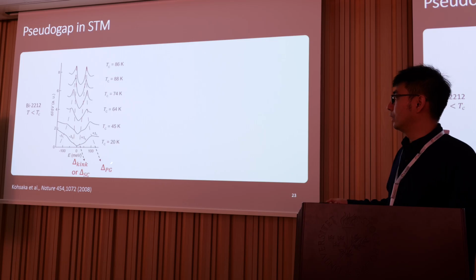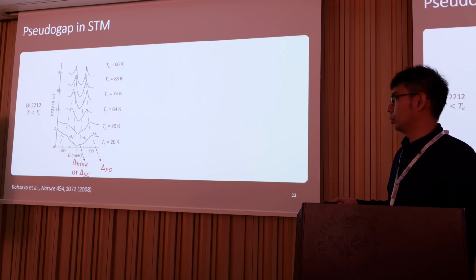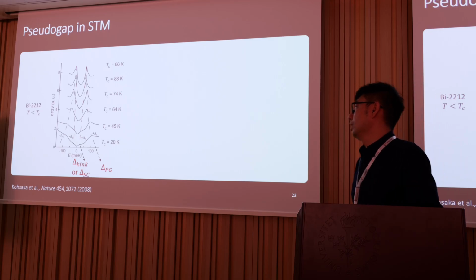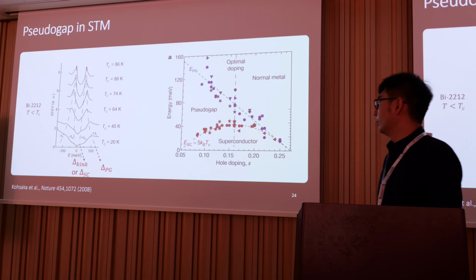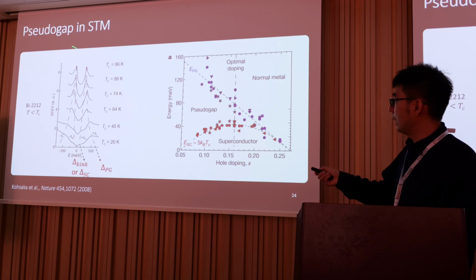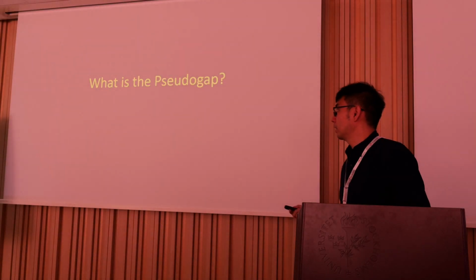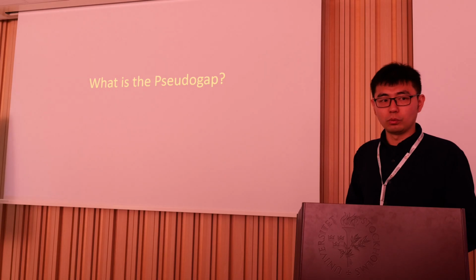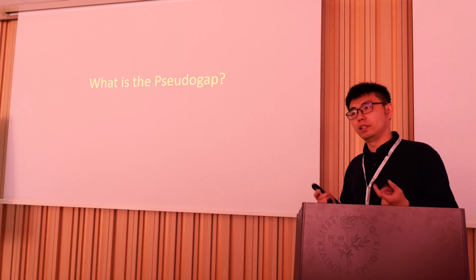You can also change to different samples with different doping, and these two energies will also change with the doping. If you summarize it, it will show a similar phase diagram with the temperature. The superconducting gap will show a dome feature, and this pseudogap will show a linear behavior with the doping. But we still have this question about what the pseudogap is. There are a lot of experiments and theories trying to answer this question.